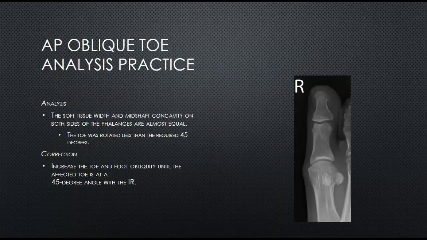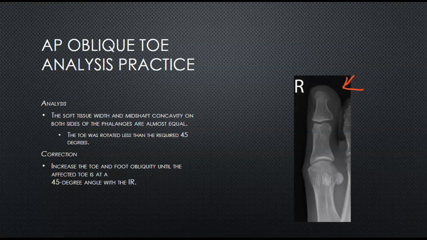So let's take a look at our practice analysis here. The first thing I'm going to look at for this oblique projection is the midshaft concavity, and on each side, are they close to being equal? And also just the soft tissue width. If you can recall, we want the soft tissue width for an oblique projection to be twice as much as the other side, and more phalangeal concavity should be present on the side the digit is rotated away from. And so we should be seeing that on this side, and we are not.